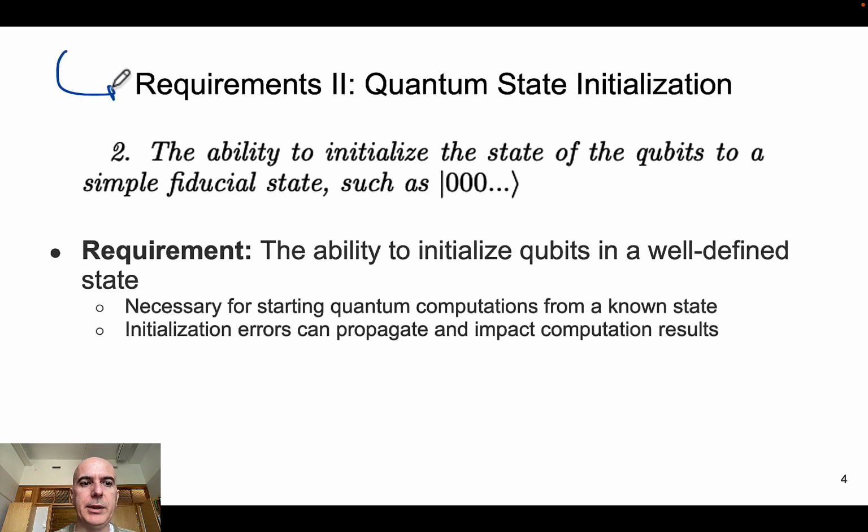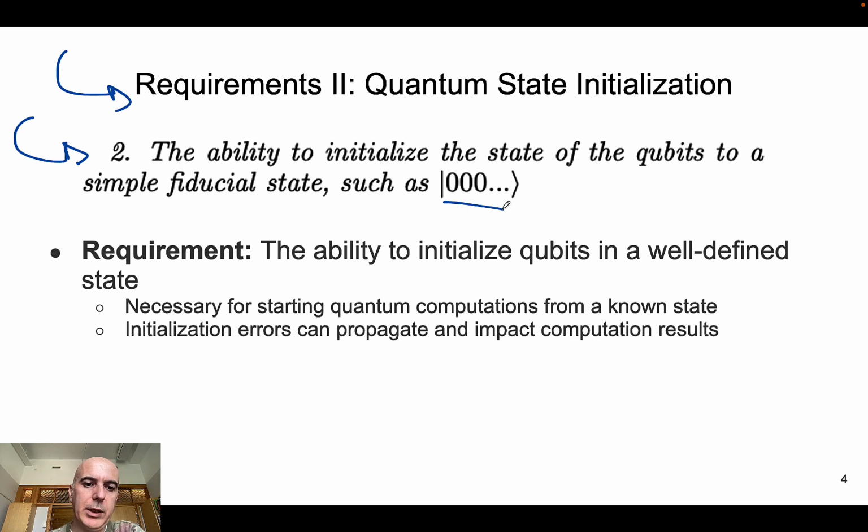The second requirement is about the initialization of our quantum state in the quantum computing system. So if you go to the paper, the second requirement is the ability to initialize the state of the qubits to a simple fiducial state such as state 0. This requirement needs the ability to initialize qubits in a well-defined state. This is particularly important for starting quantum computation from a known state, from a known classical state, 0 or 1, when we want to input data in the quantum system.